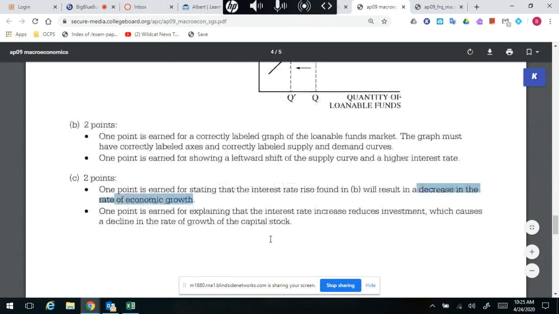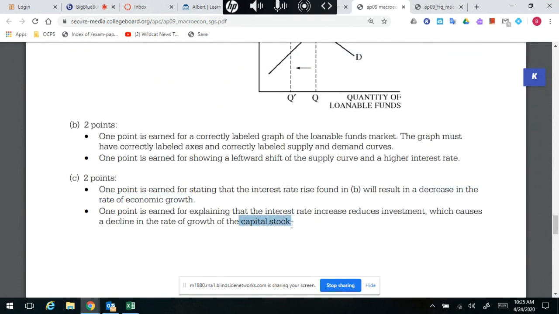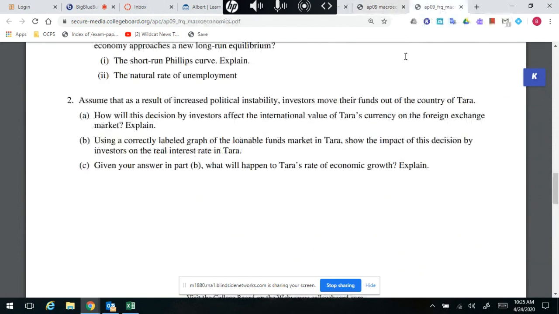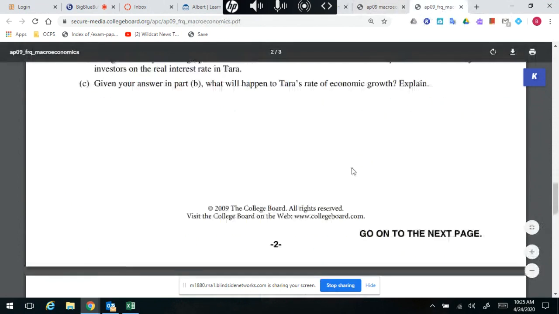There's not as much I sub G, or we call it capital stock, capital formation, I sub G, all that stuff, same thing. So as I sub G goes down because of the higher interest rates, you're going to see less economic growth. And again, from the flow chart.